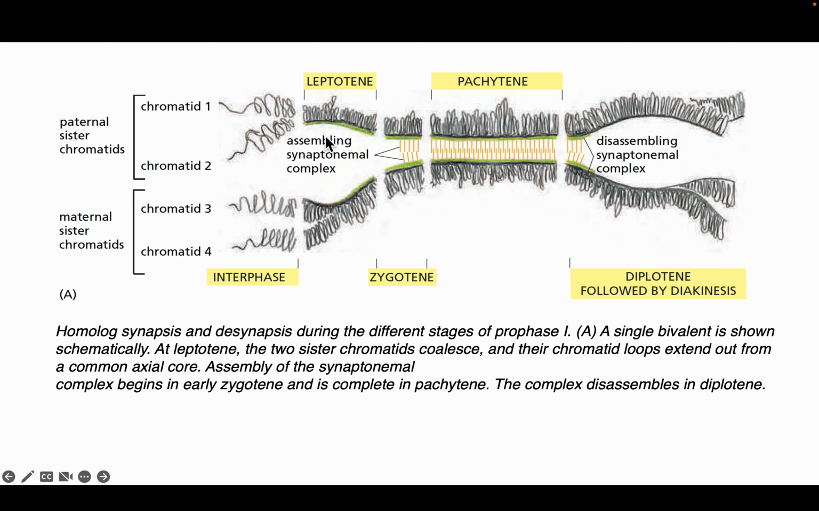Again the same thing, but in a different stage-wise manner. Here you can see homolog synapsis and desynapsis during the different stages of prophase. A single bivalent is shown schematically at leptotene. The two sister chromatids are aligned, and their chromatin loops extend out from a common axial core. Assembly of the synaptonemal complex begins in early zygotene and is complete in pachytene. You can see the complex disassembles in diplotene.